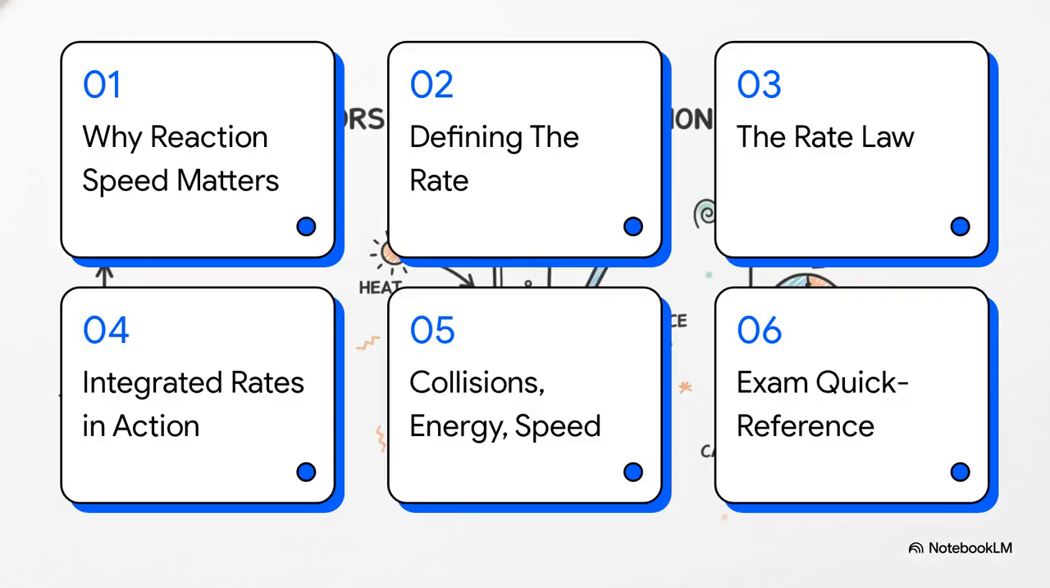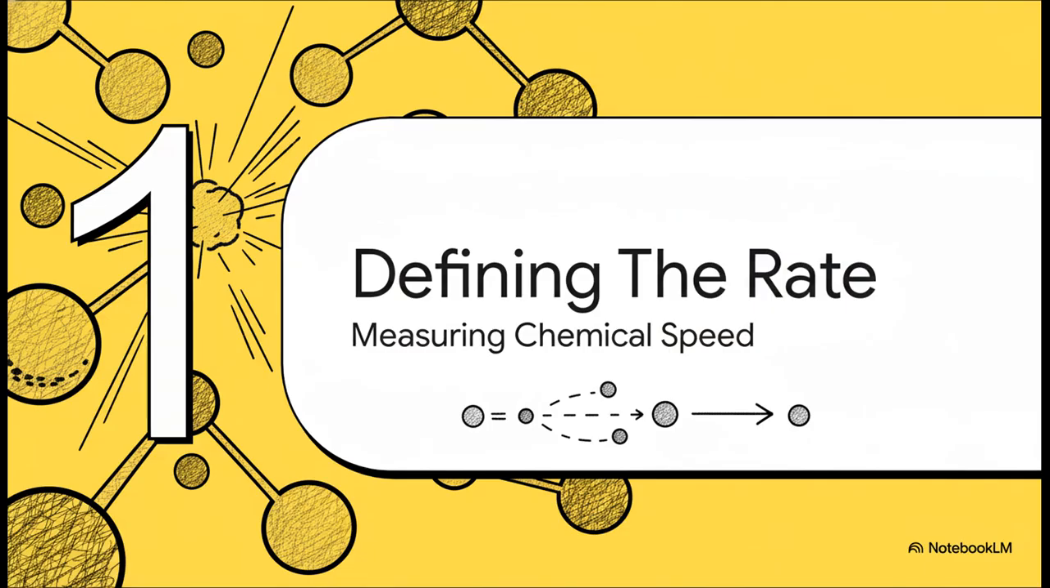It just perfectly shows the difference between what can happen and what actually happens in a normal amount of time. So, here's our game plan. We'll kick things off by figuring out how to define a reaction rate. Then we'll dive into the most important equation of this whole topic, the rate law. After that, we'll see how to use it with something called integrated rates, peek behind the curtain at the theory of it all, and then we'll wrap up with a quick reference guide that is going to be perfect for your exam revision.